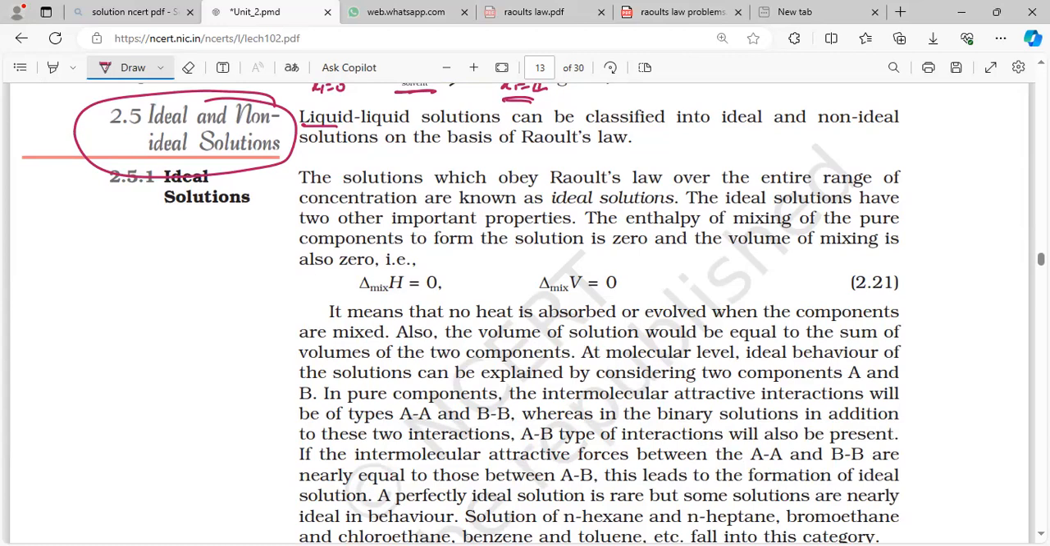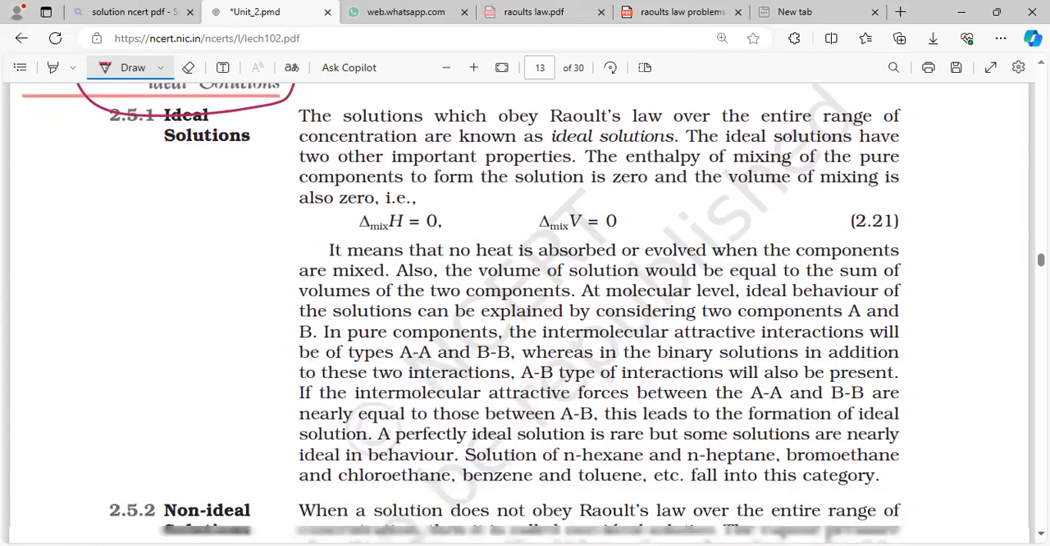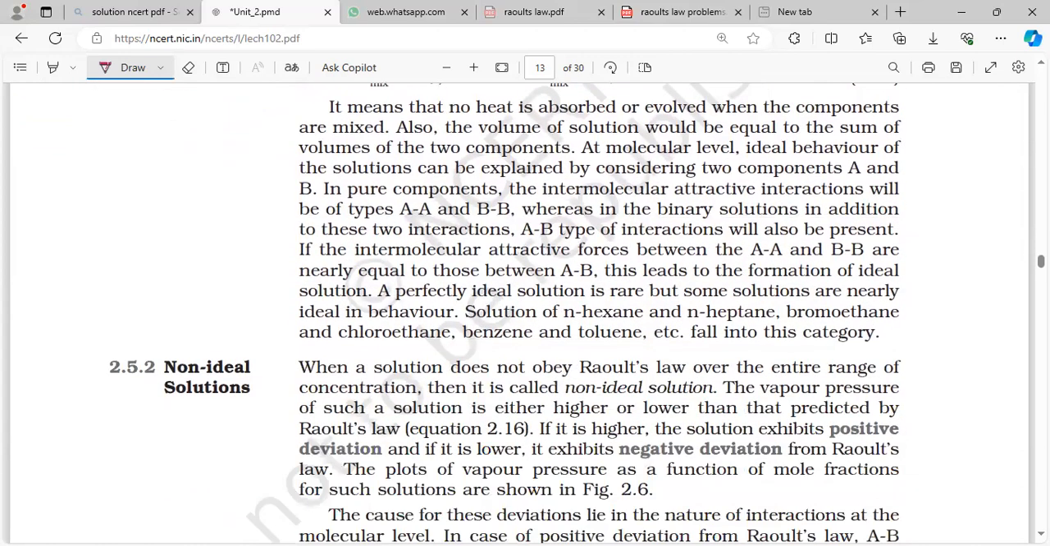If the intermolecular forces AA, BB are nearly equal to those between A and B, this leads to the formation of an ideal solution. A perfectly ideal solution is not available and is mostly rare, but some solutions are nearly ideal, like n-heptane and n-hexane solution, bromoethane and chloroethane solution, benzene and toluene solution. They fall into this category.